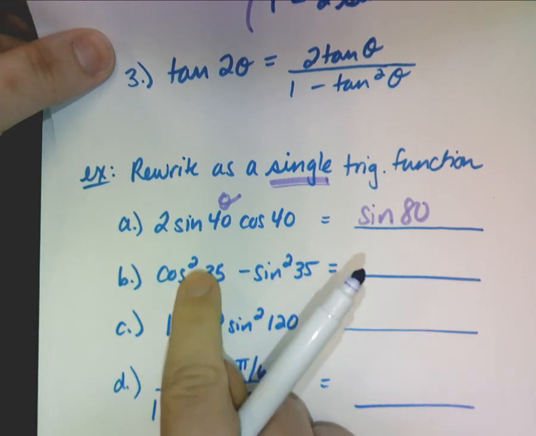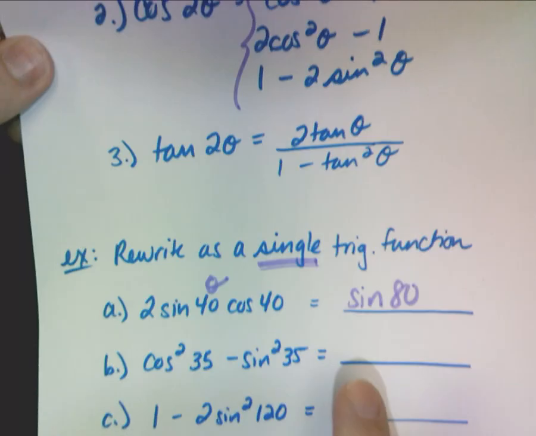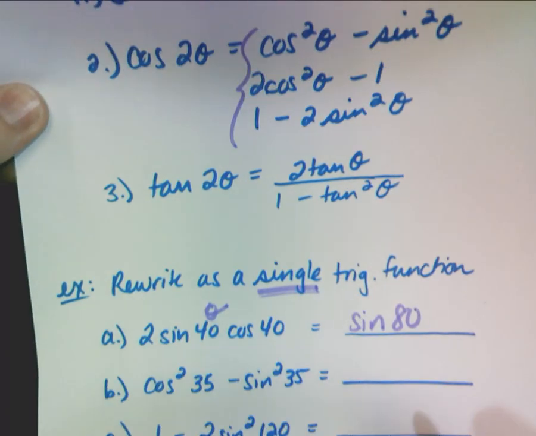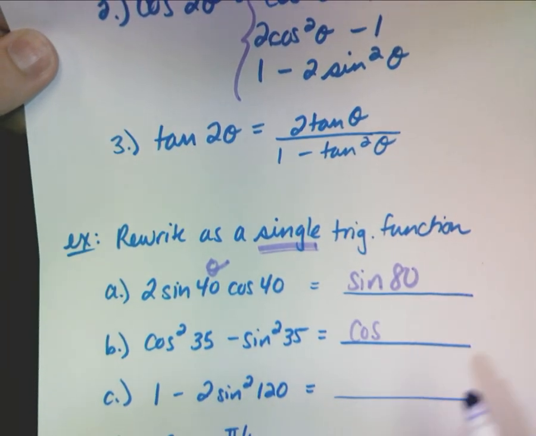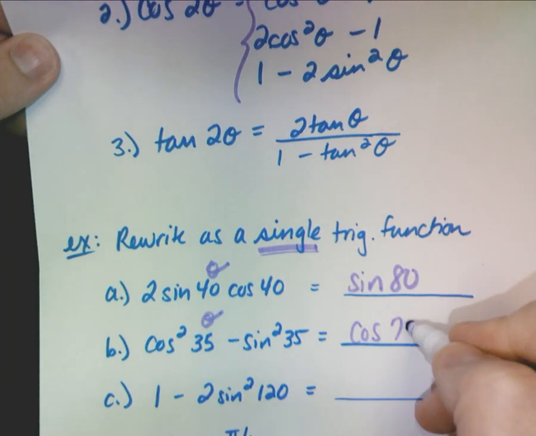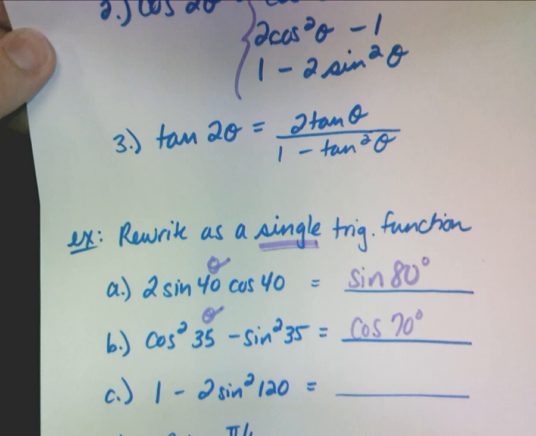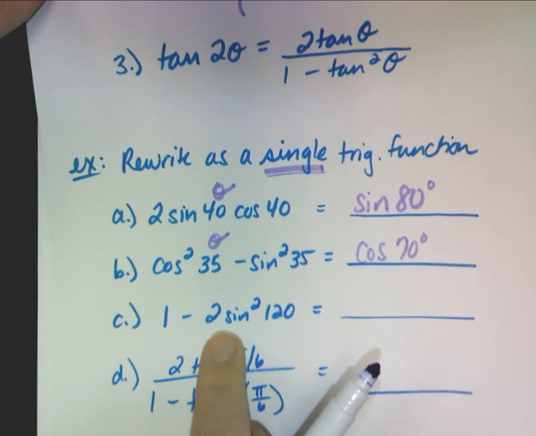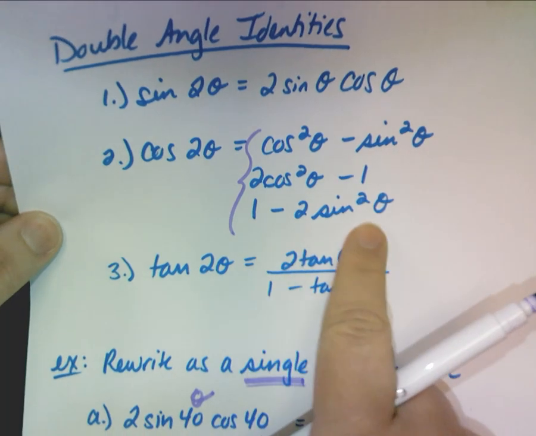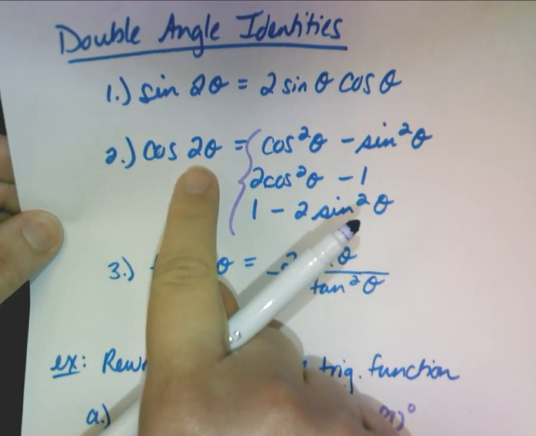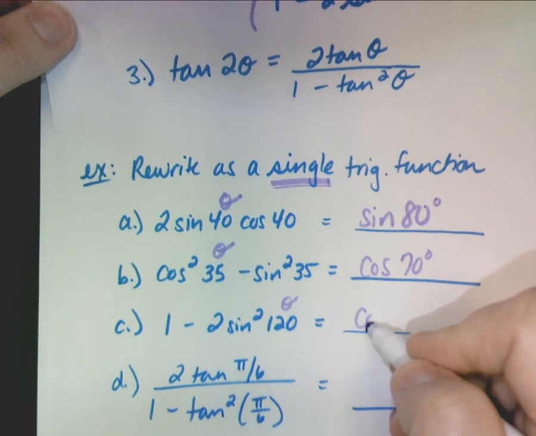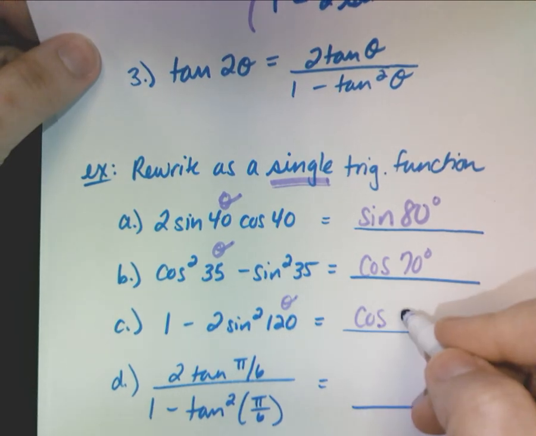Okay, cosine squared minus sine squared. Well, that's a cosine identity. So we're going to write cosine of what? Here's my theta. Just double it. 70. 1 minus 2 sine squared. That's another cosine one. So just double your theta. Here's my theta. It's a cosine of 120 doubled is 240.